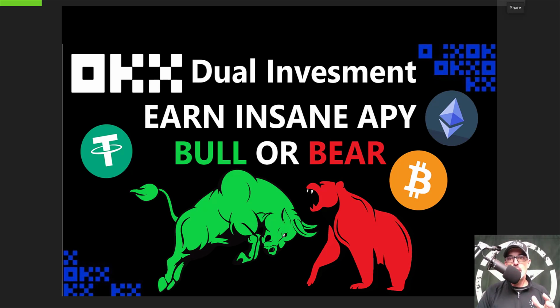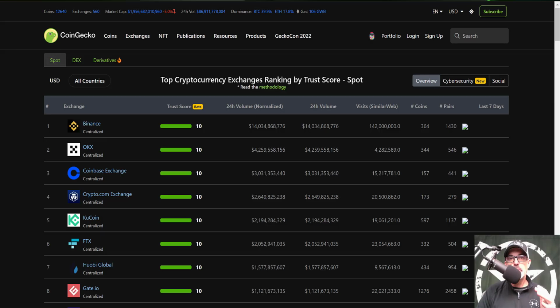But before we get too far into the weeds, if you're not familiar with OKX, we'll jump over here to CoinGecko. OKX is an exchange similar to Binance, and you can see they're actually number 2 when it comes to spot exchanges, and they do fall right behind Binance as far as the 24-hour volume goes, and they're actually ahead of exchanges like Coinbase, KuCoin, FTX.